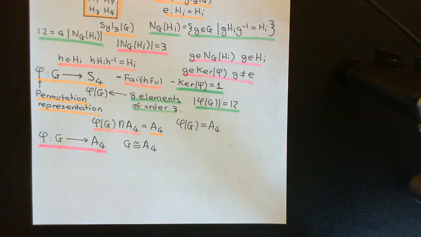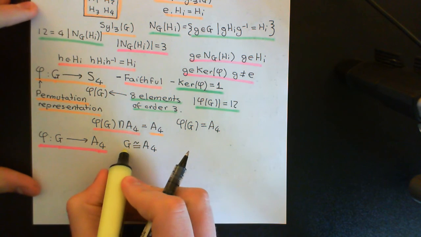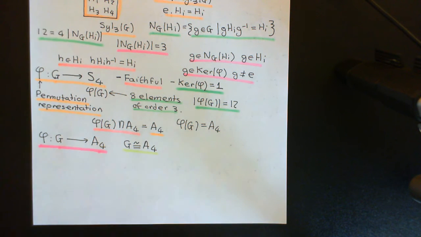So truly, there is your argument as to why, if you have a group of order 12 with these 4 Sylow-3 subgroups, you can show that the group is isomorphic to the alternating group on the set of 4 elements. Okay, so theorem 1 is proven. What I just want to do now is make a closing remark.